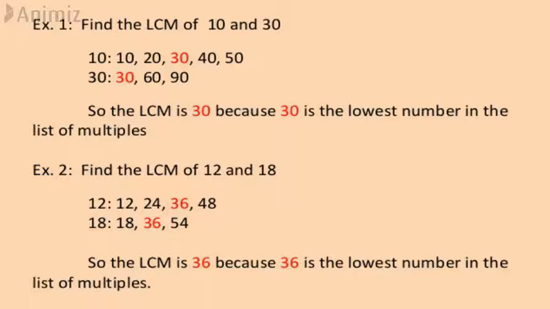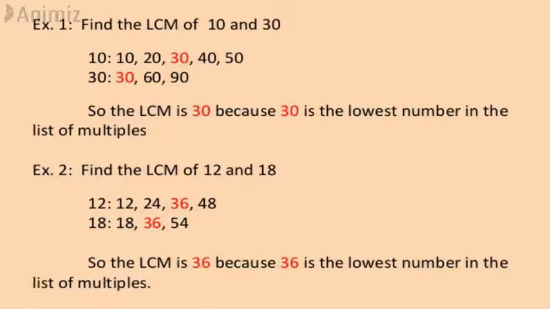See the second example. Find the LCM of 12 and 18. First write the multiples of 12. What are the multiples of 12? 12, 24, 36, 48 and so on. And the multiples of 18 are 18, 36, 54 and so on. Okay, so the LCM is 36 because 36 is the lowest number in the common multiples, right?